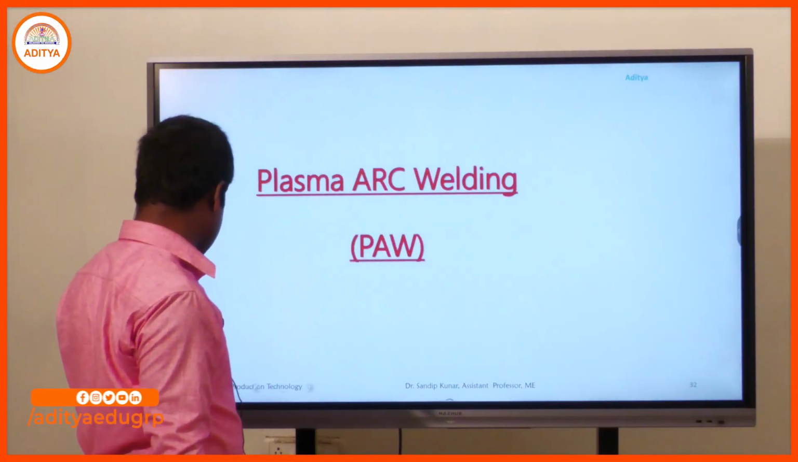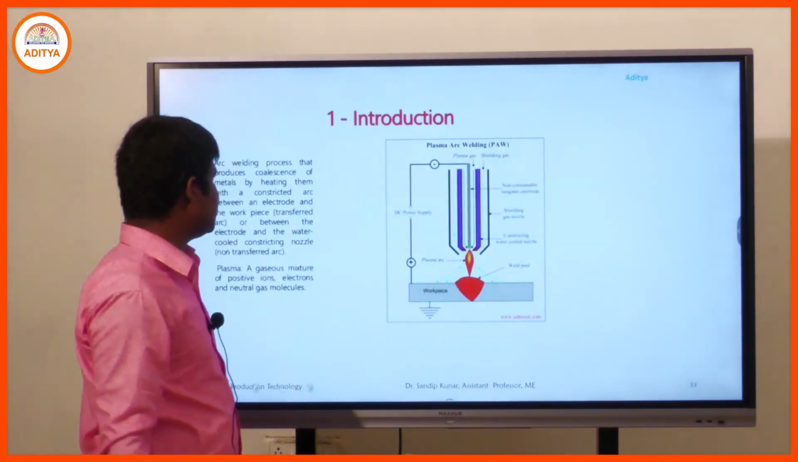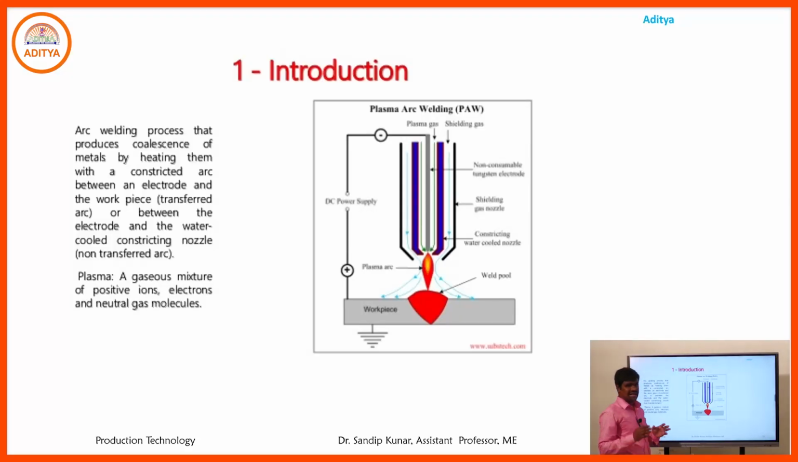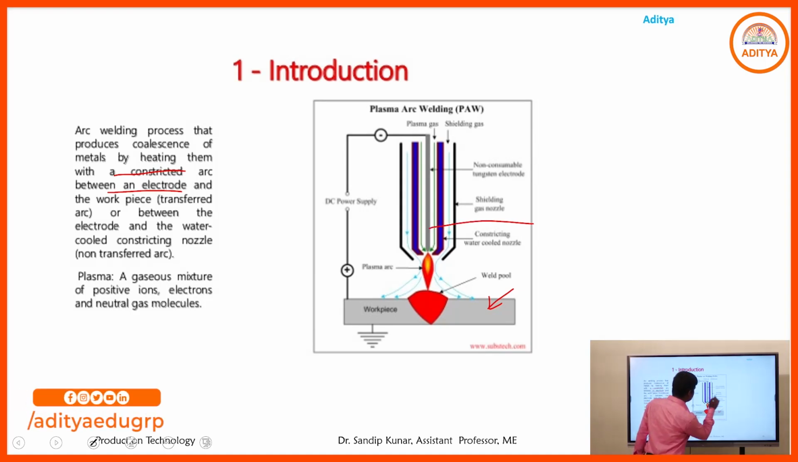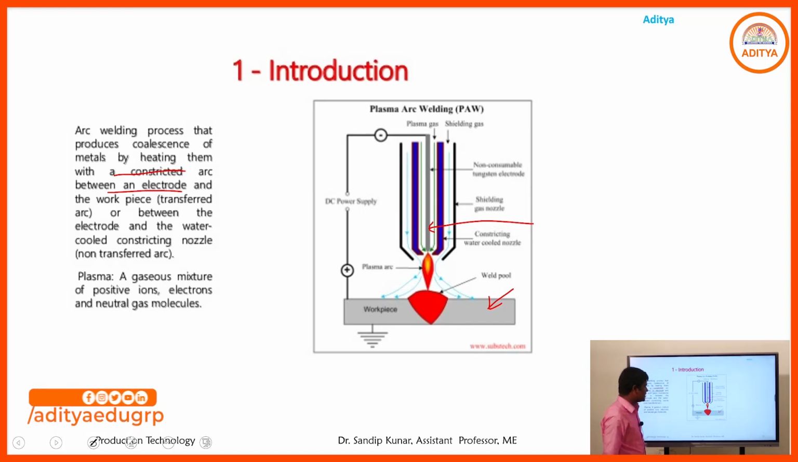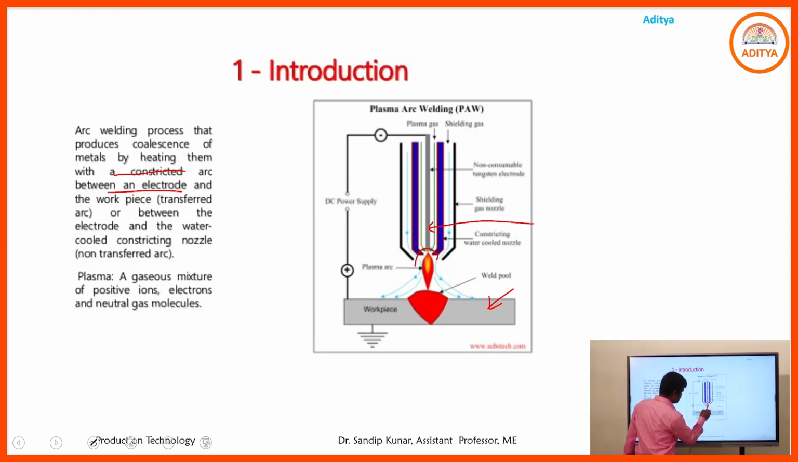Now I will discuss plasma arc welding. In this welding process, metal plates are joined by heating with a constricted arc between the electrode and the workpiece. That is the workpiece, and that is the non-consumable tungsten electrode. When we supply power between the two, an arc will be generated. That is the created arc.